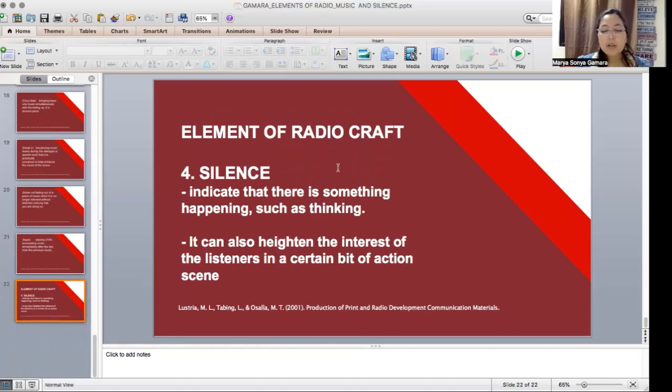Silence. As the song says, the sounds of silence can be heard, but silence normally signifies that there is nothing. But in radio, on the other hand, it can be deliberately applied to indicate that there is something happening, such as thinking. It can also heighten the interest of the listeners in a certain bit of action of the scene. A pause in the noise, sounds, music, and voice could be employed to heighten a dramatic scene or to indicate a comical punch.